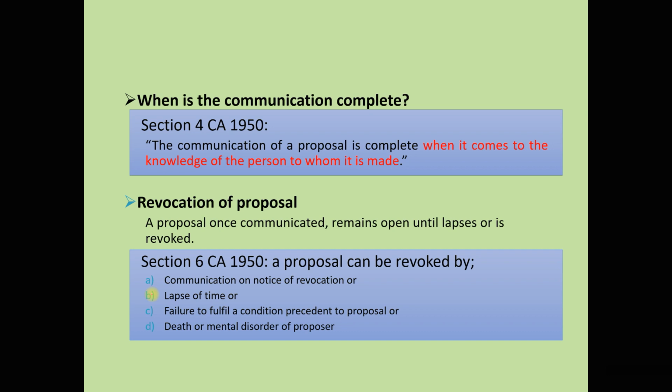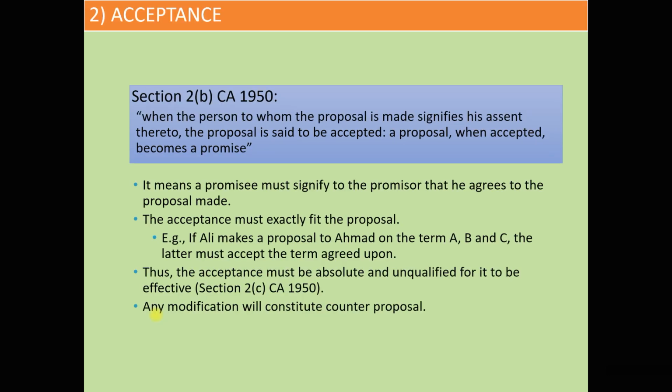The last is death or mental disorder of the proposer or promiser. When the promiser is dead or has a kind of mental disorder, these two things can make the proposal automatically revoked. So there are 4 types of situations. Okay, so in terms of number 1, communication of notice.